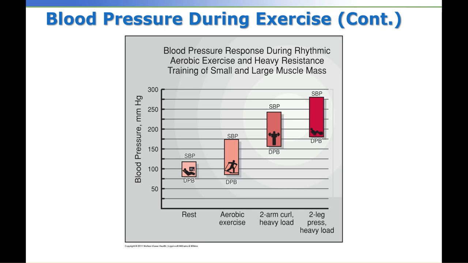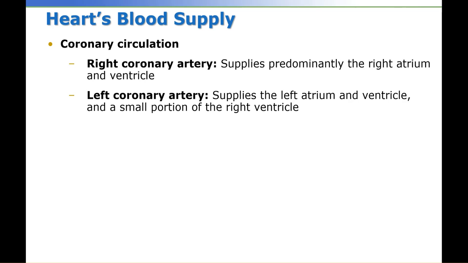So you see the 2-arm curl with heavy load: systolic blood pressure and diastolic blood pressure both go up during that. And the systolic and diastolic blood pressures are even higher during the 2-leg press heavy load. One of the things you need to know is that the systolic blood pressure rises during aerobic exercise, but the diastolic doesn't move much.